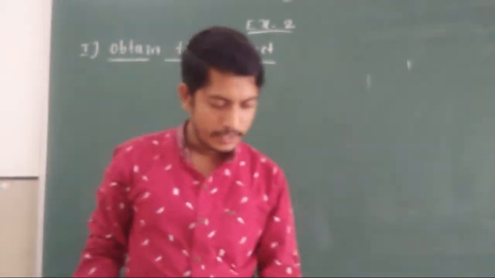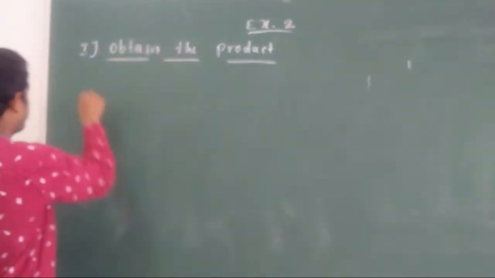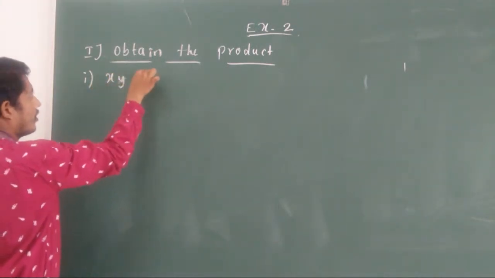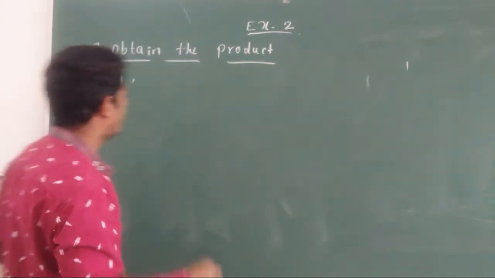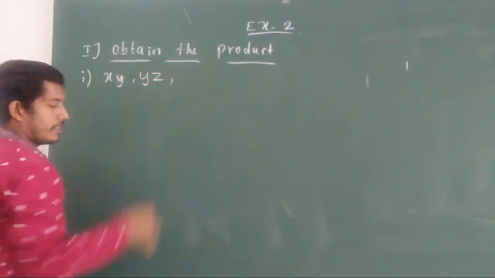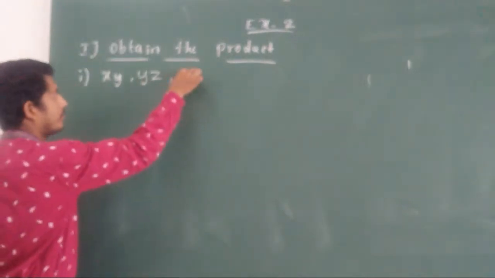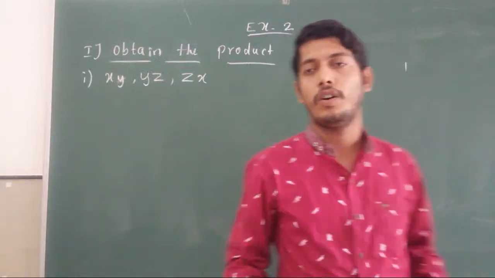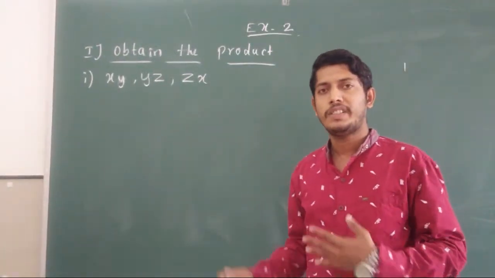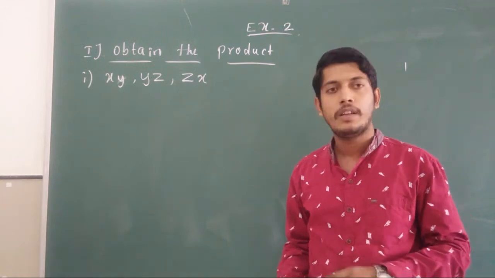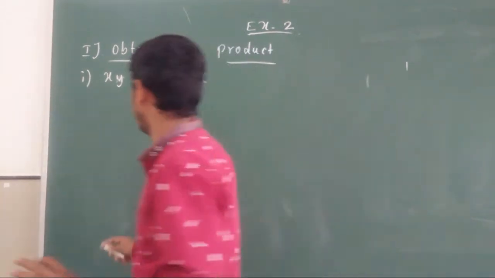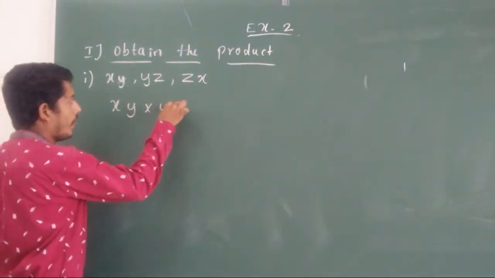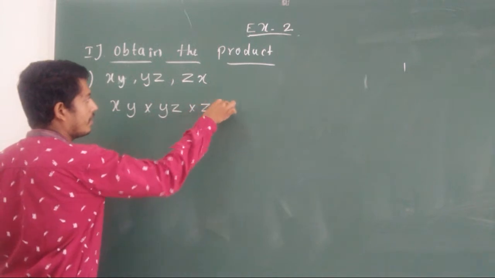The first question is xy into yz, and the third term is zx. Now we have to multiply, that means we have to find the product of these three terms. First, we will write the three terms with the multiplication sign: xy into yz into zx.